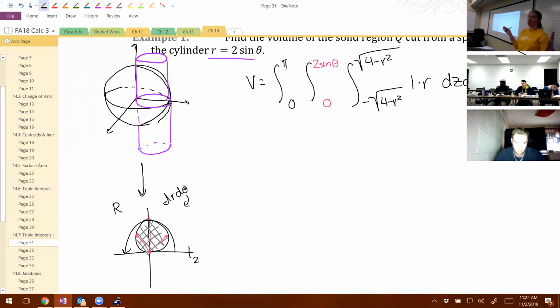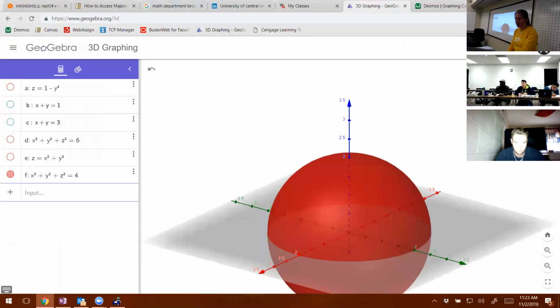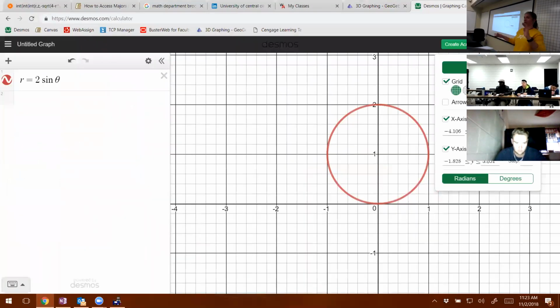If you graph 2 sine of theta, it is just that little gray circle in there. Think back to when I graphed it here in Desmos. That is it. There are no other parts to this. Oh, no, I get it.